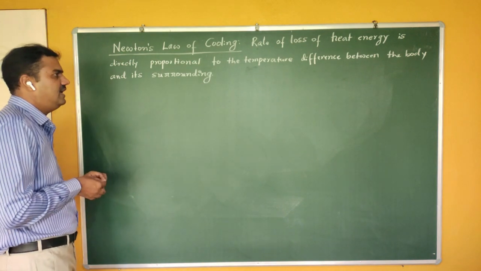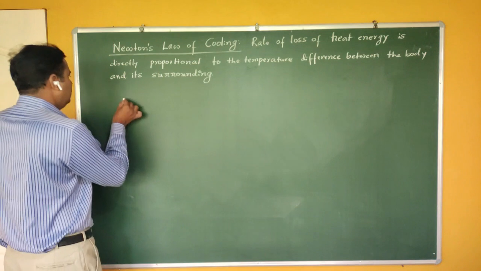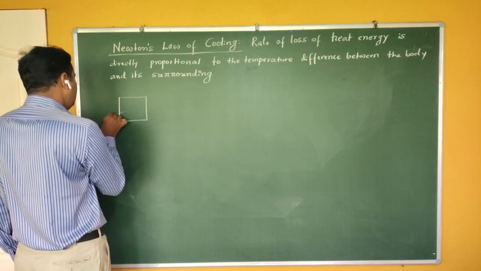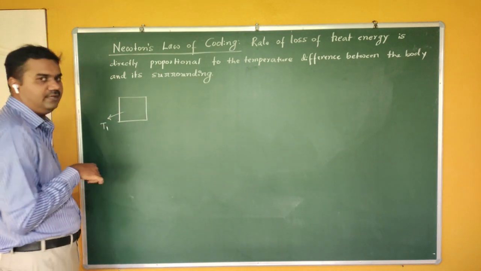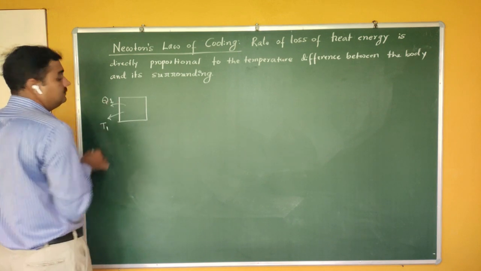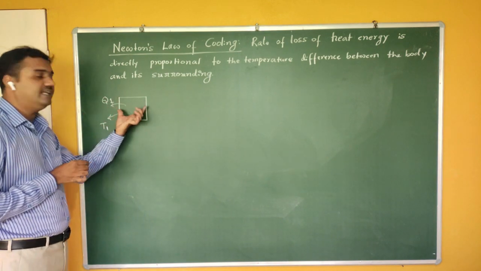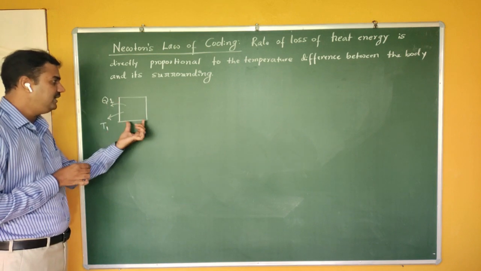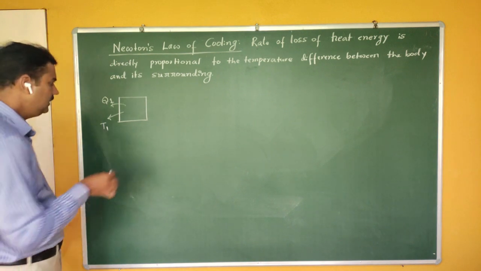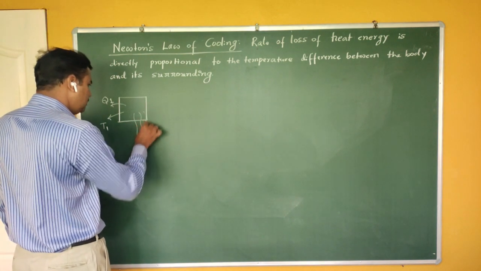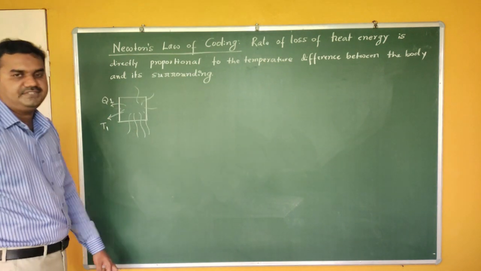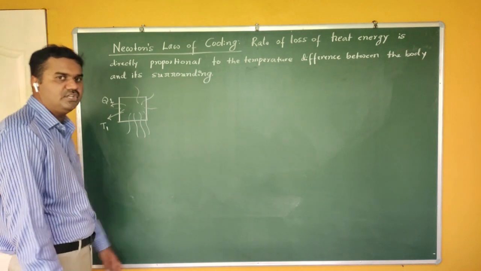Newton's law says that the rate of loss of heat energy... if I assume this is a material which is very hot now, let me assume its high temperature is T1. When the temperature is T1, it has certain energy Q1. Q1 is the amount of heat energy present in the material at temperature T1. Let's start cooling. What is meant by cooling? That means the heat energy goes out from the body. As the heat energy goes out from the body, its temperature decreases.